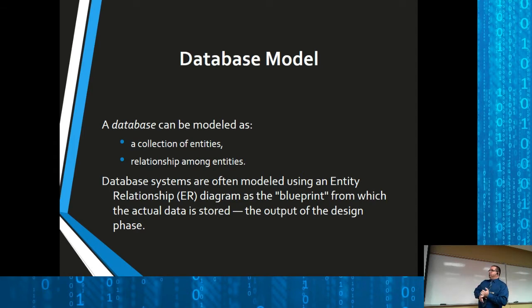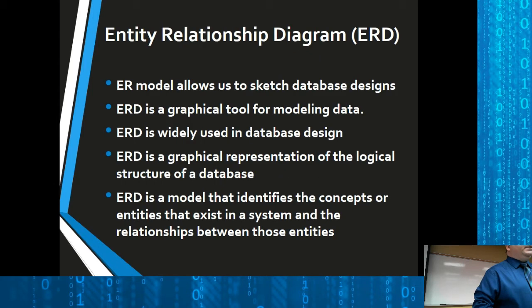Database systems are often modeled using an entity relationship diagram as the blueprint for how the data is going to be stored. And how the data is stored is the final output of the design phase. So that means you go through the three design steps, and when you're done, you end up with a structure that can contain data. It's a pretty straightforward concept. You draw, and then suddenly you've got a database. How does that happen? That last step's a bit magical. Well, it seems magical now. It won't be by the time you're done.